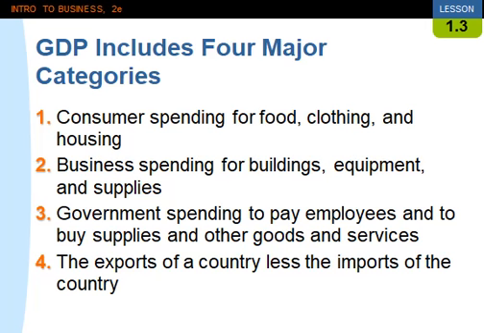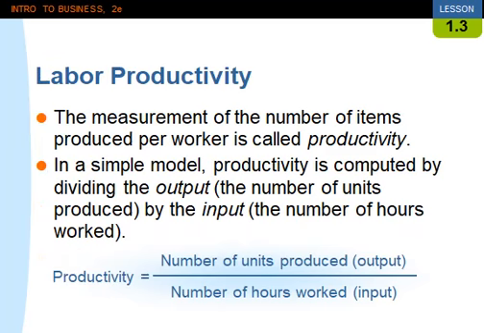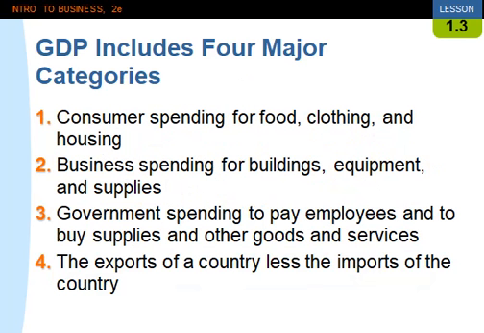If GDP increases each year, that is a sign of good economic health. It means the economy is growing steadily. With GDP growing, there are more jobs and consumer satisfaction is increasing.